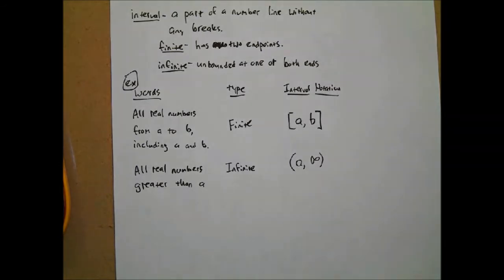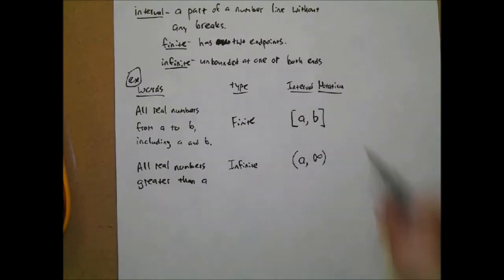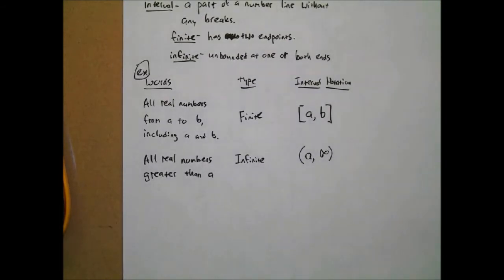Your smaller number in your interval should always be on the left. Your bigger number should always be on the right. So we kind of had to assume here that A was smaller, B was bigger. But there it is. All right, here's one for y'all to try.